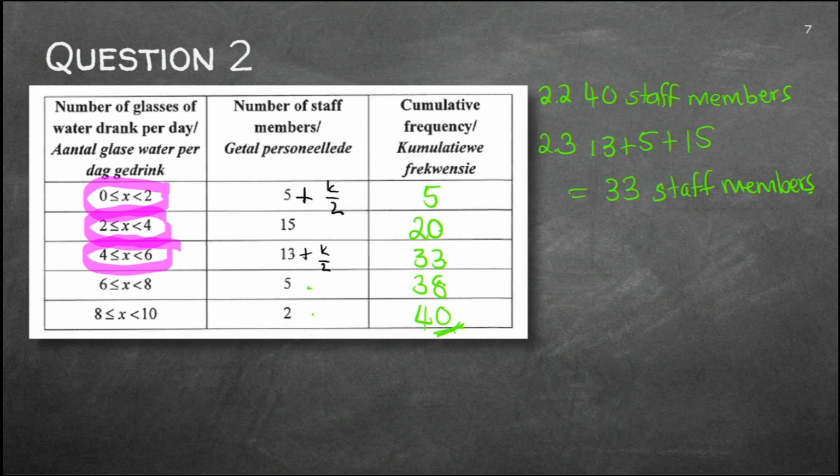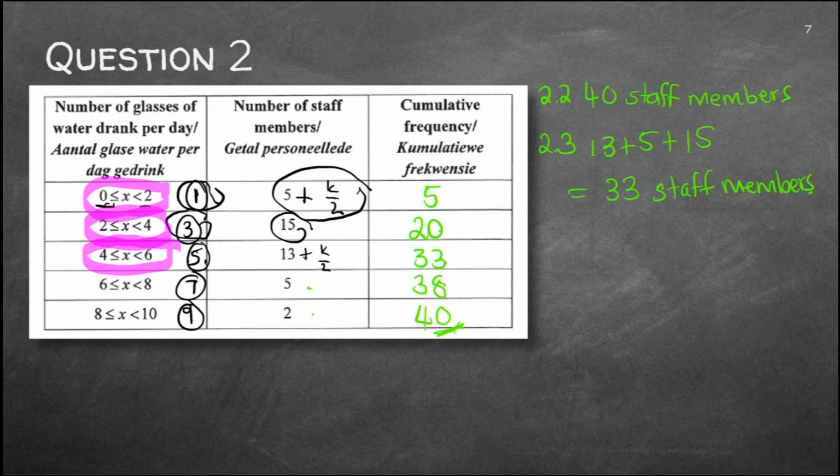How do we get the mean when we look at a column of grouped data? We start by getting first the midpoint in the first column. So from 0 to 2, we're working with the value of 1. 2 to 4, we're working with 3. Then 5, then 7, and then 9. So to get the mean, I would have to say then 1 times the 5 plus K over 2 plus 3 times 15 plus 5 times 13 plus K over 2, and so on. Everything added up and divided by the grand total.